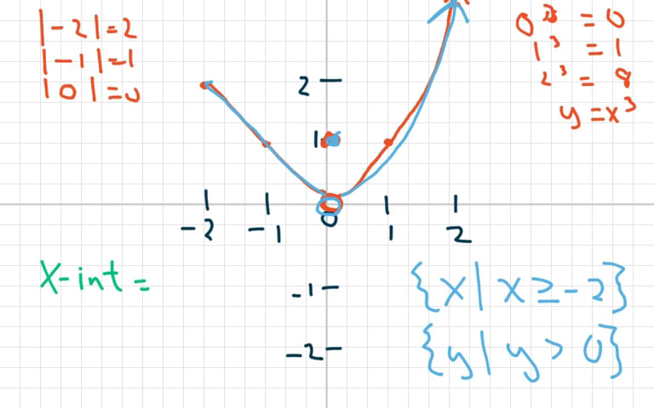Do you see any crossing on the x's here? No, because that's an open circle. So we have none. We do have a y-intercept. There's a point on the y, so that's our y-intercept.